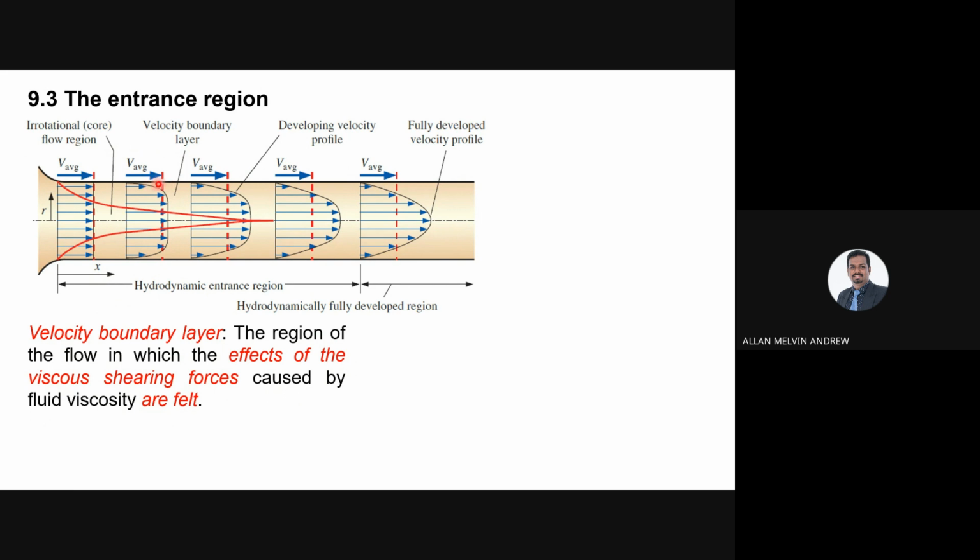So there's a shearing force acting at the wall, because of no slip condition. So the particles that attach near to the wall will experience friction. So the shape will become like this. The part that is not exposed will become more free. So that is the region or the layer where the shearing force is experienced. We call it a velocity boundary layer.